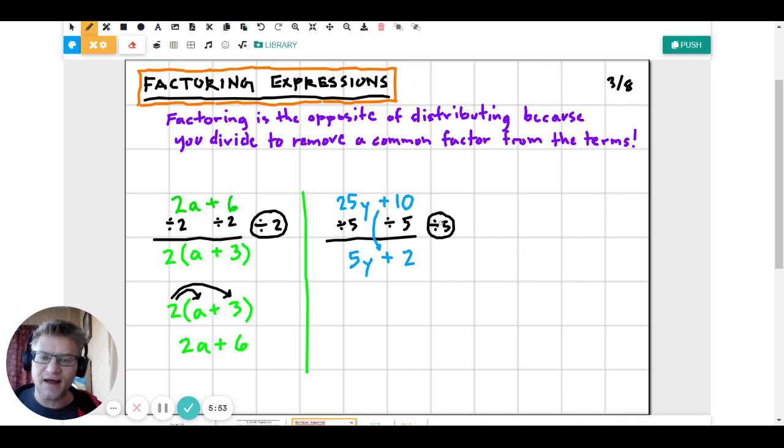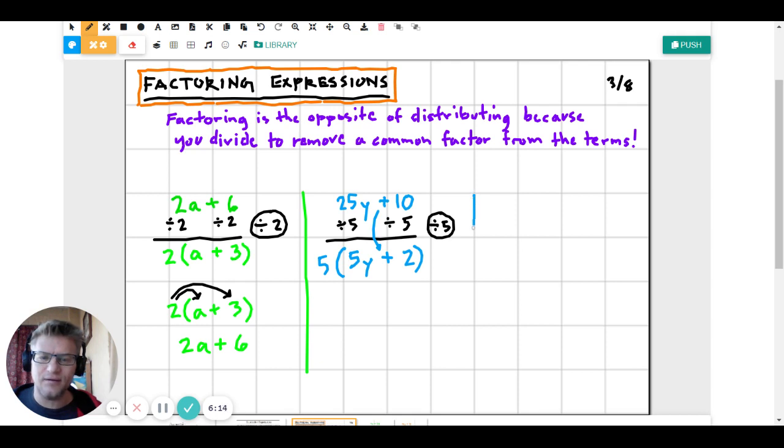And now what do I do with the 5 that I divided by? Well, I put the parentheses, and I put the 5 out front. And now notice, this is a distributive property problem. That's my answer. I'm done. This is distributive property. So if I go 5 times 5y, I get 25y. If I go 5 times 2, I get 10. And those are equivalent expressions, right?